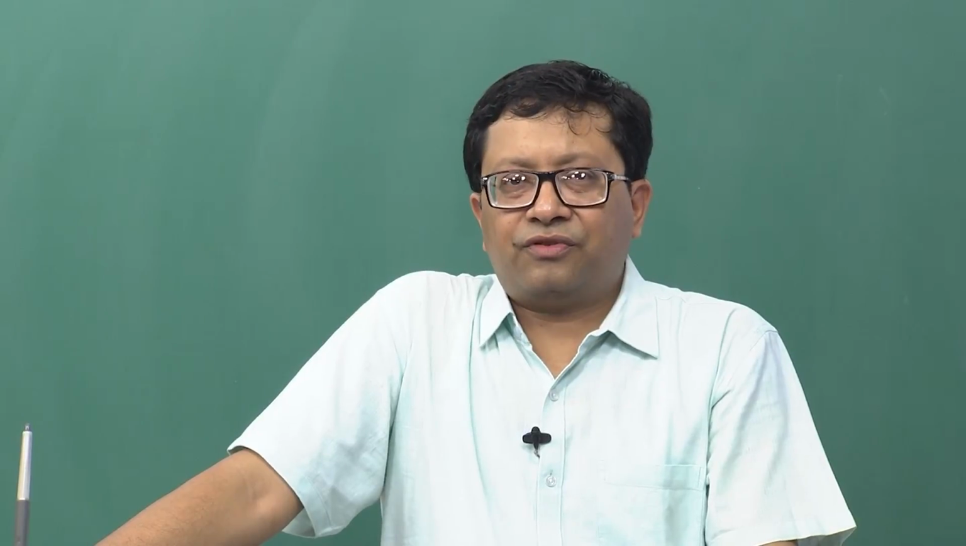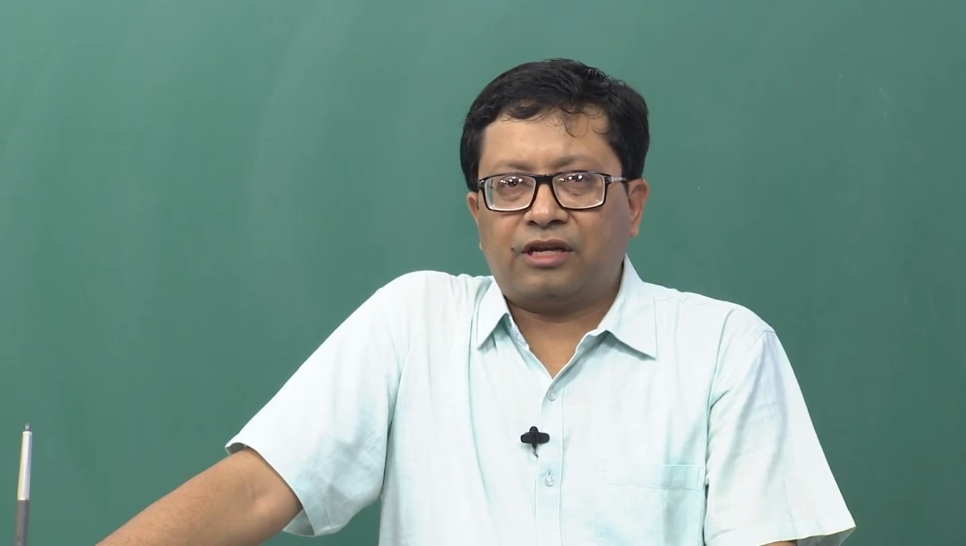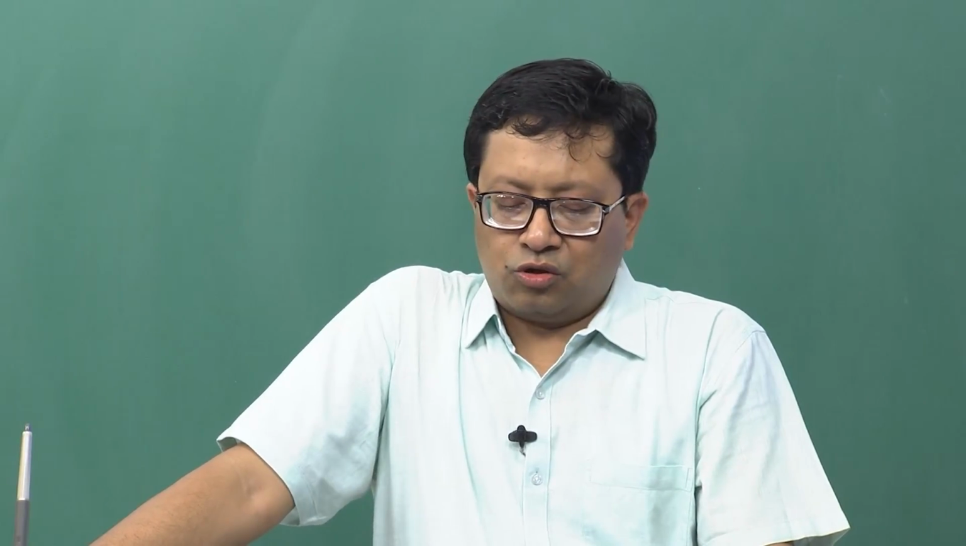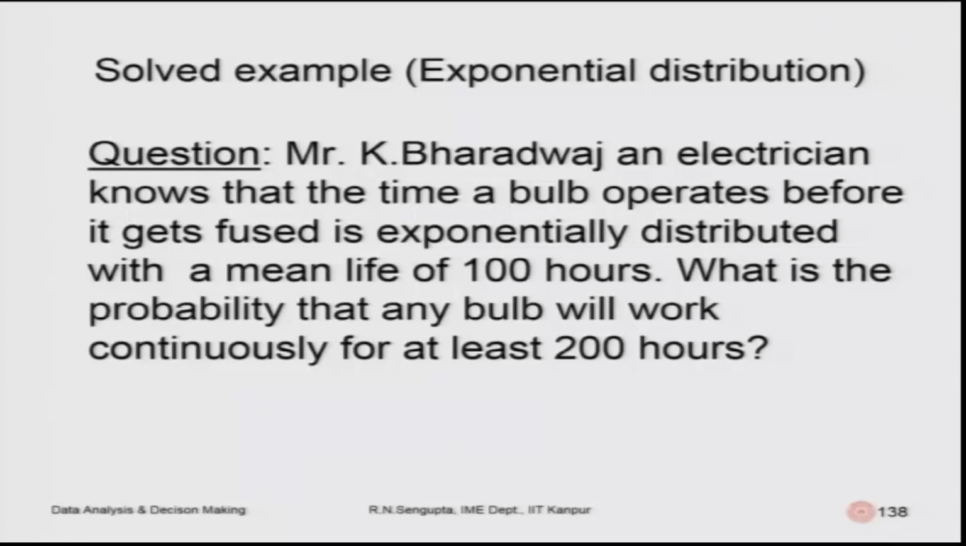So, let us consider first the case of an exponential distribution. Consider Mr. K. Bharadwaj, an electrician, who knows that the time a bulb operates before it gets fused is exponentially distributed with a mean life of 100. What is the probability that any bulb will work continuously for at least 200 hours?